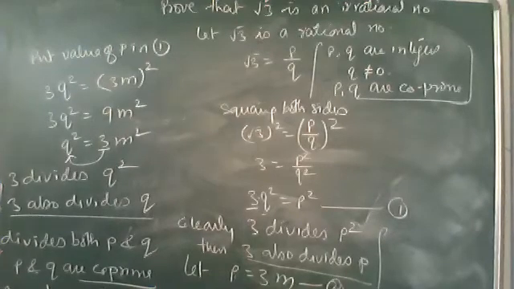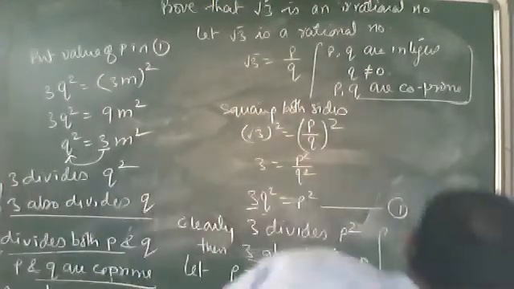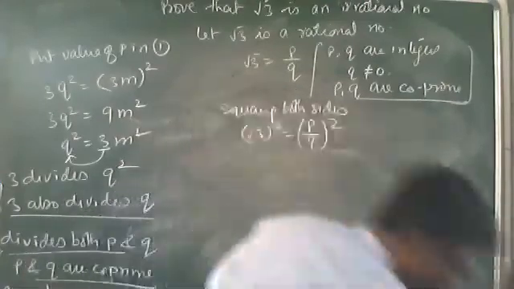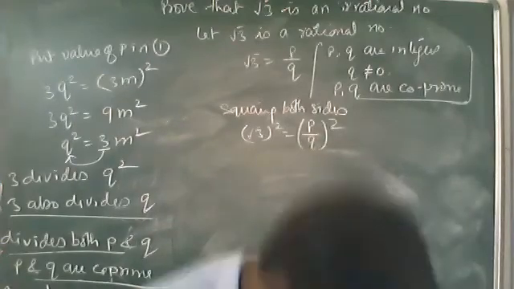What contradiction are we getting? Both are co-prime, nothing is common in them, and both are having a common factor 3. These two statements are not possible at the same time. Therefore, we are getting a contradiction. Our supposition is wrong. So root 3 is irrational.